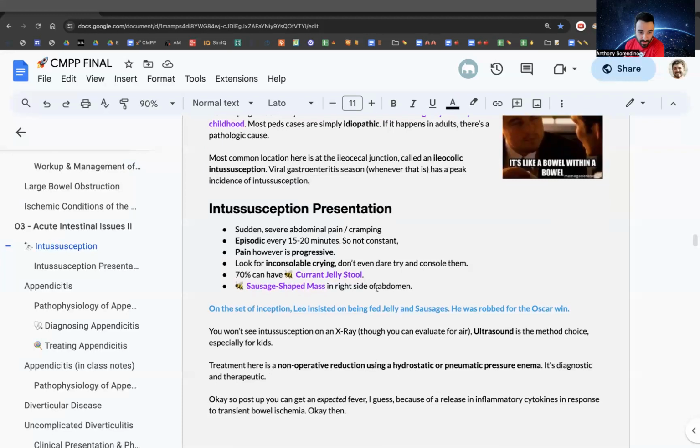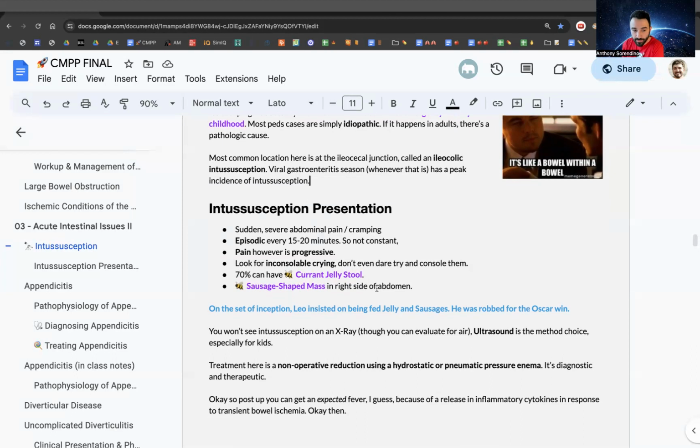The presentation of this is going to be sudden severe abdominal pain, cramping. Okay, it's going to be episodic, so not constant. That actually was mentioned today, so look out for that. However, the pain is progressive, so these episodes are getting worse and worse and worse, like a bad Netflix show. Look for inconsolable crying with the kids.